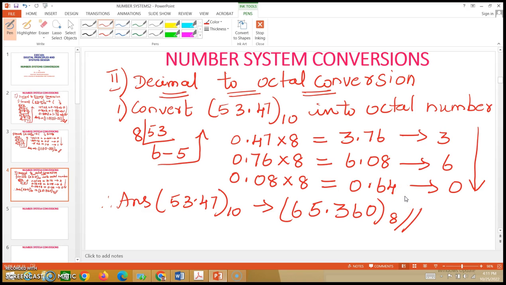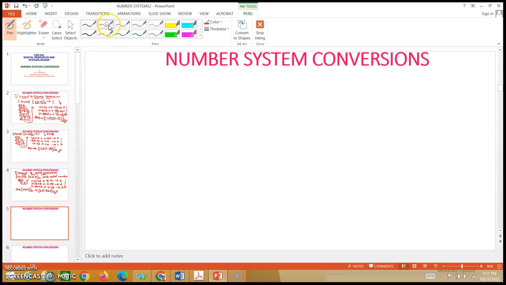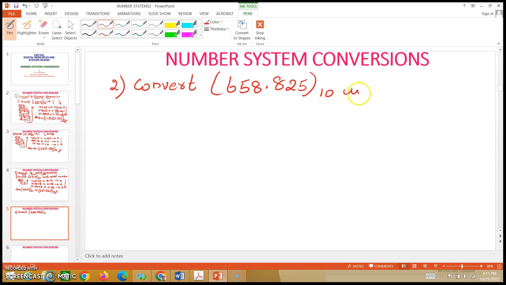Now we'll see the second example for decimal to octal. Convert 658.825, the decimal value, into octal. Again, we can do it quickly. So 658, base 8, that means divided by 8. So 82.